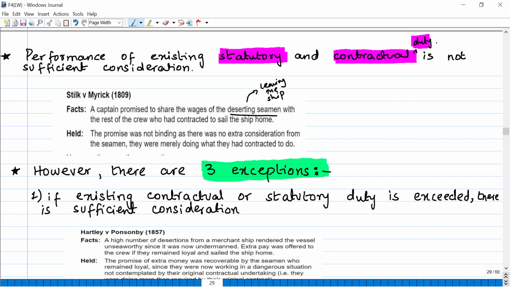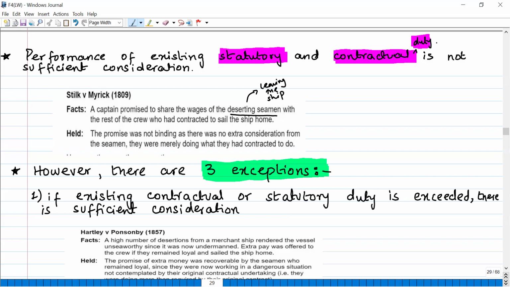So the captain of the ship promised them that if you help me to sail the ship to the destination, I will pay you extra wages. Okay, I will pay you extra wages. So the case was like this: some staff members, due to some reason, refused to sail the ship to its destination. They said that we are leaving the ship, we are not going to sail the ship home. They were staff members, contractually bound to do that, but they refused. So the captain at that time promised them that I will pay you the extra reward if you help me sail the ship home.